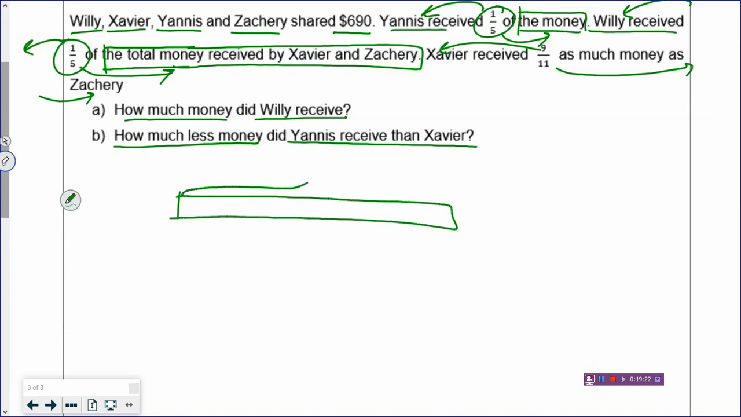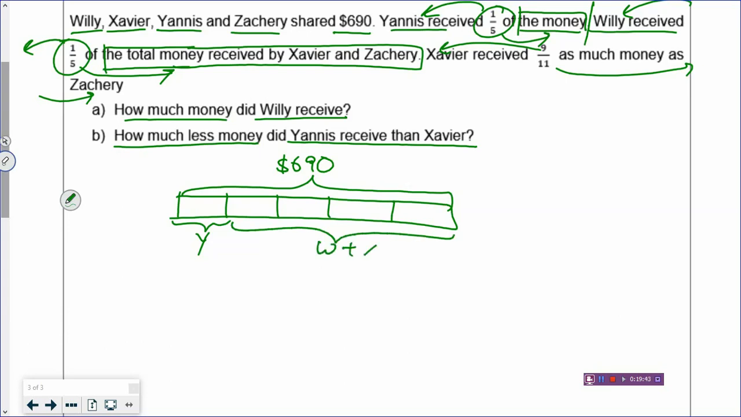So all these people share $690, and Eunice received 1/5 of the money, so you cut into 5 boxes. And Eunice received 1/5. And then who must have received the rest of the boxes? There must be Willie, Xavier, and Zachary. So label, right? If you don't label, you may get stuck because later you will see.